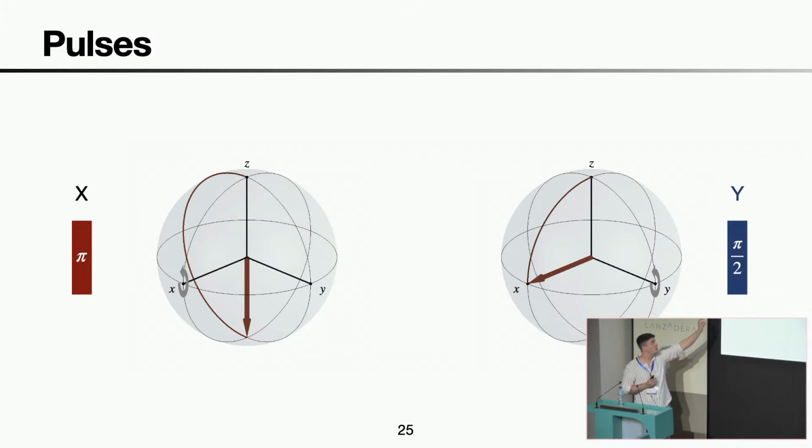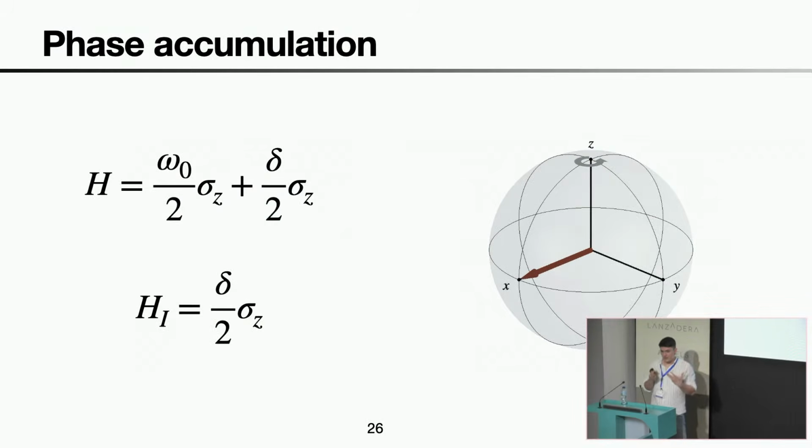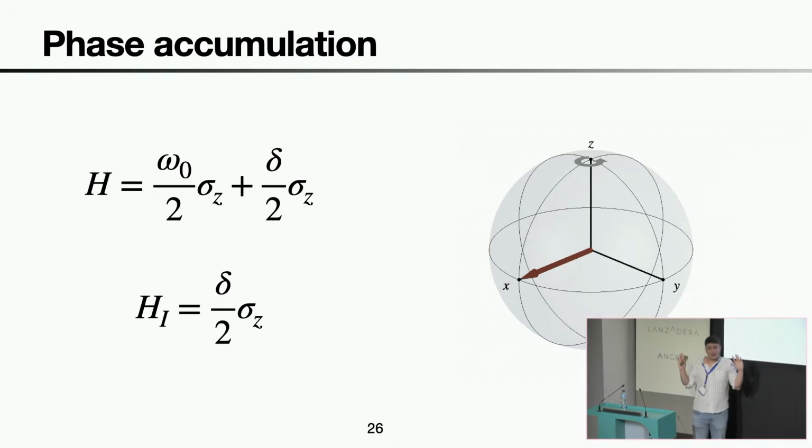And we will use pi pulses to do refocusing, which I will explain in a couple of slides. We need just one last idea, which is: if I have a signal, a magnetic field, for example, how do I measure it? So let's go to our original Hamiltonian. Now I am not driving, and I have just this omega 0 over 2 sigma z. So this is just the splitting.